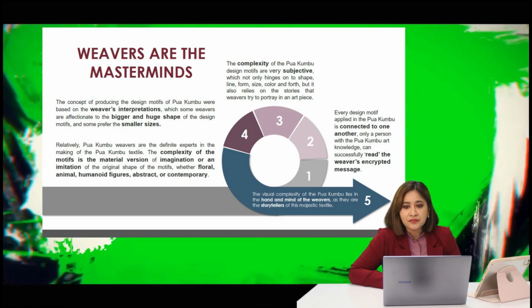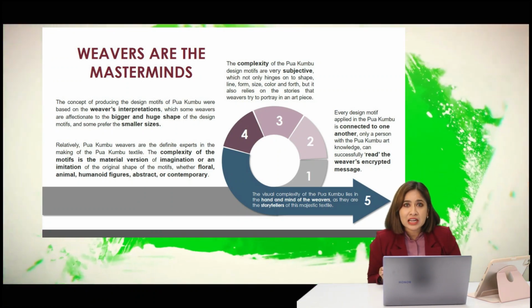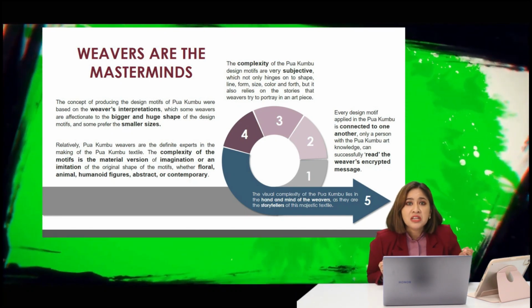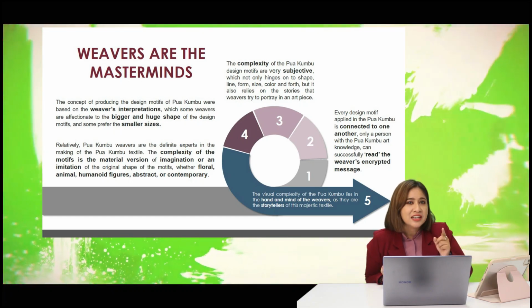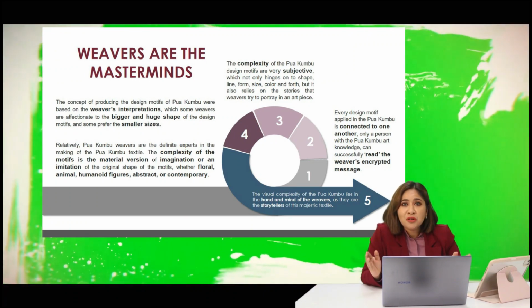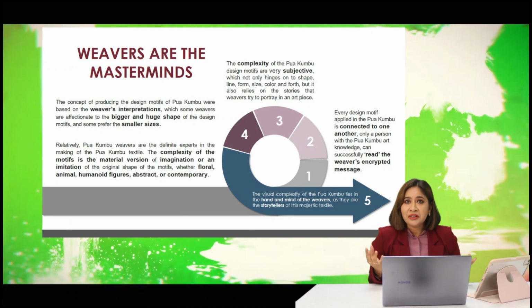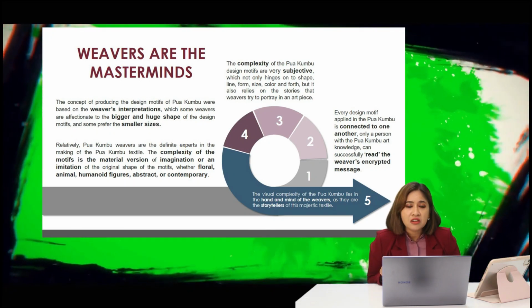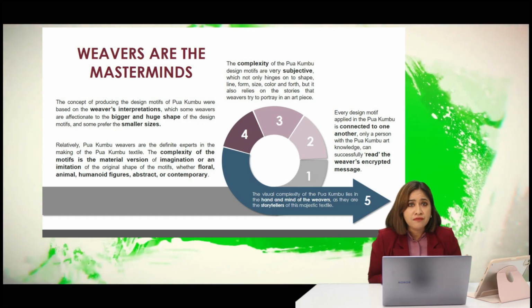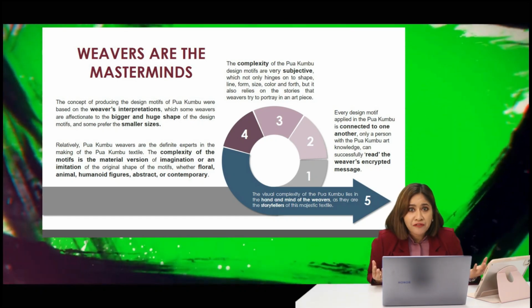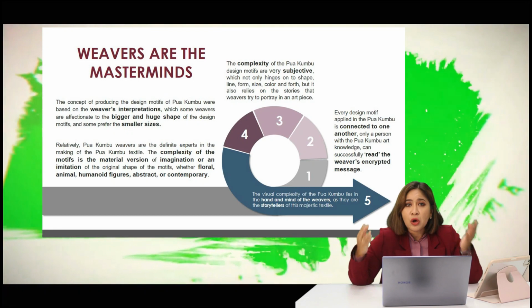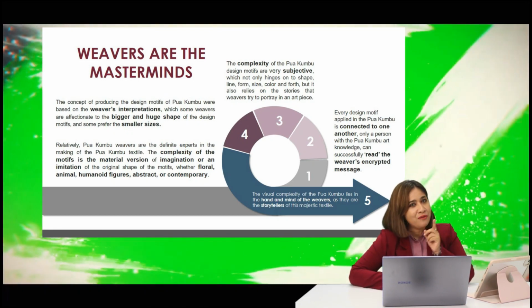Every design motif applied to the Pua Kumbu textile is connected to one another, and only the person with the knowledge of the Pua Kumbu design can read the hidden message of the design motif. Basically, the design motif applied to the textile is the material version of the imagination or the imitation of the original shape of the motif, whether floral, animals, humanoid figures, abstract, or even contemporary design. It is based on the inspiration and the creativity of the weavers.